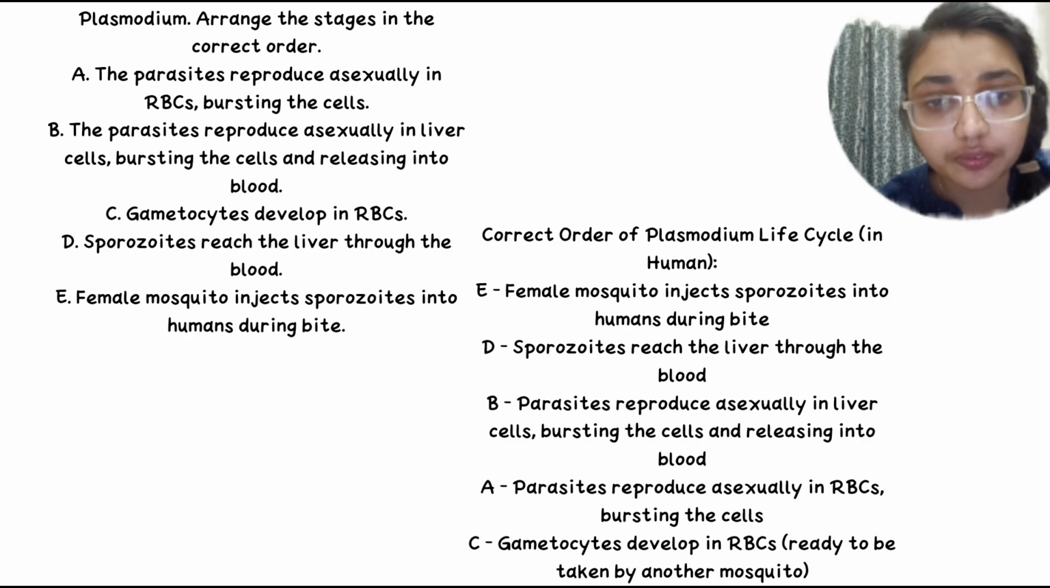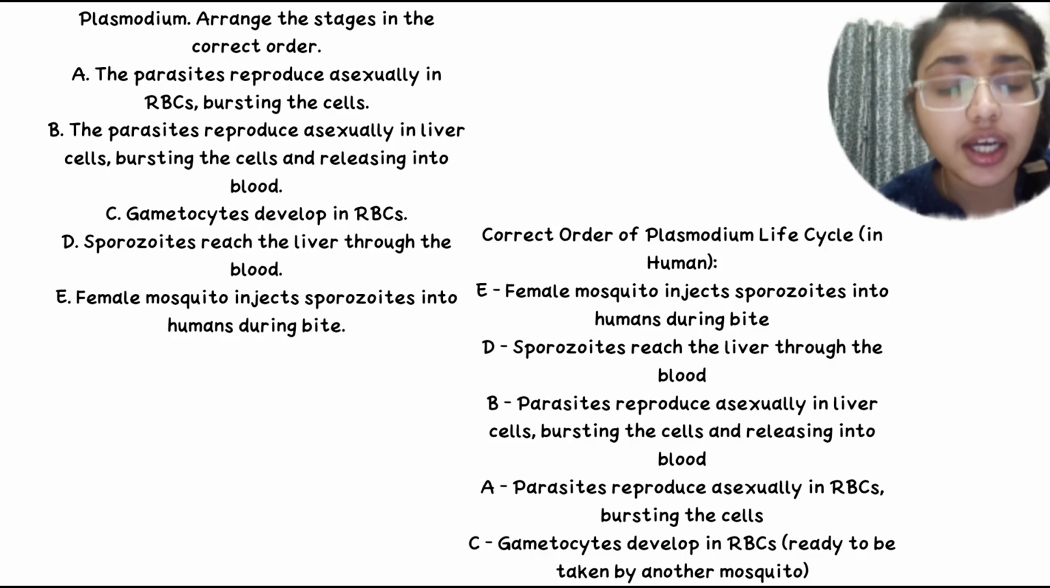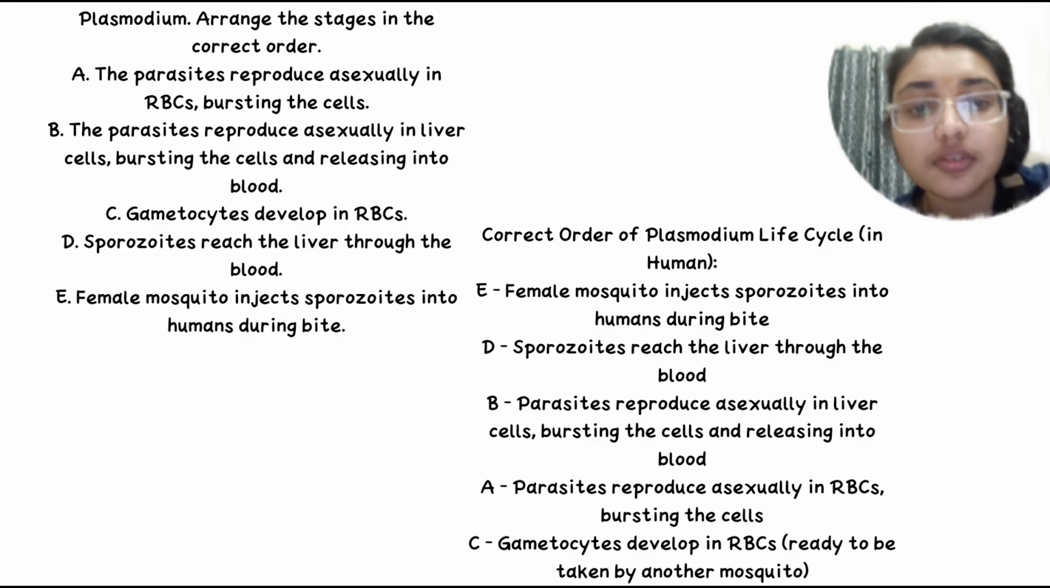the bite. After that the sporozoites reach the liver through the blood, and then the parasite reproduces asexually in the liver cell, bursting the cell and releasing into the blood. And after that the parasite reproduces asexually in the RBC, bursting the cell, and then gametocytes develop in the RBCs. So this is the correct answer.